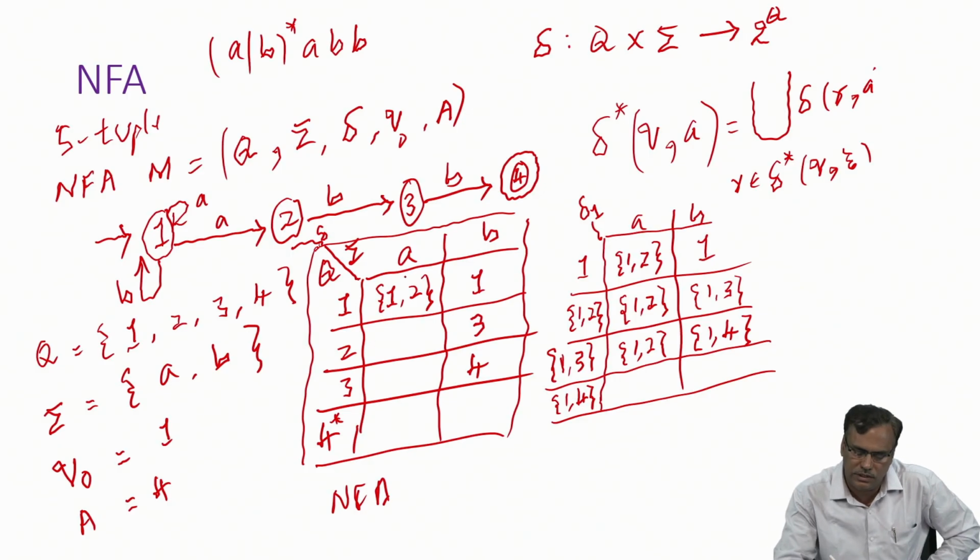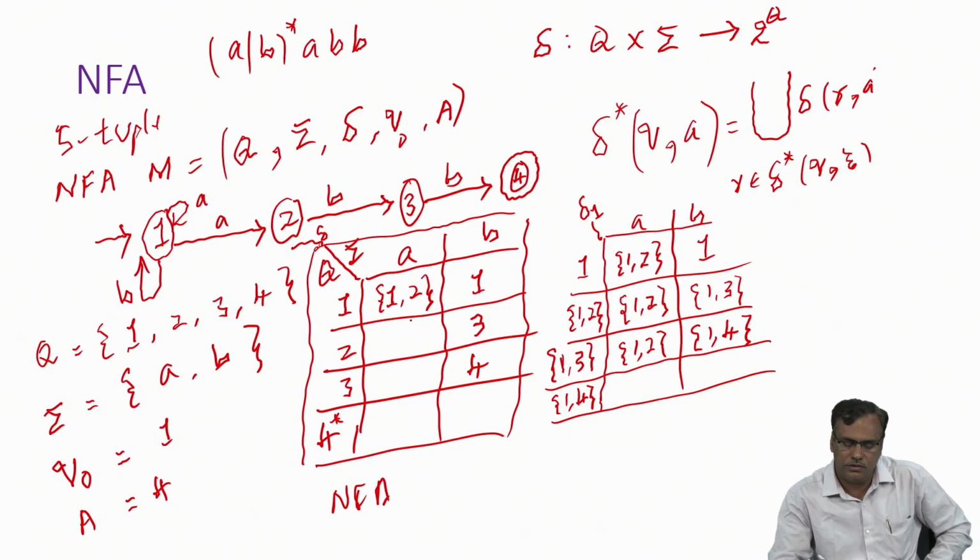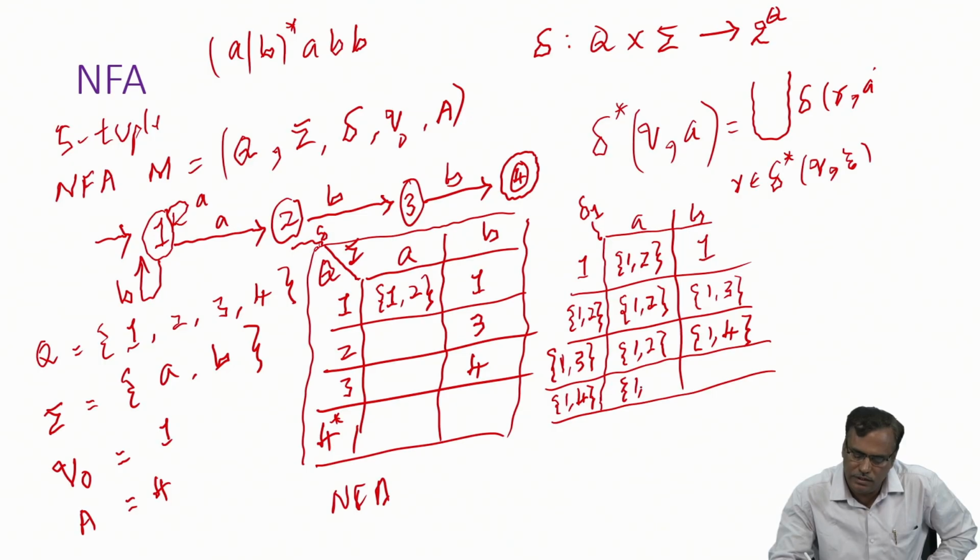So 1, 4 on A is what? 1, 4 on A, in the sense 1A union 4A. So 1A is 1, 2, 4A is nothing. So 1, 2 union nothing, you are going to get 1, 2 itself. Okay. 1, 4 on B, in the sense what? 1 on B is 1, 4 on B is blank. So 1, 4 on B is what? What you are going to get, that is 1 itself. I think you have understood.